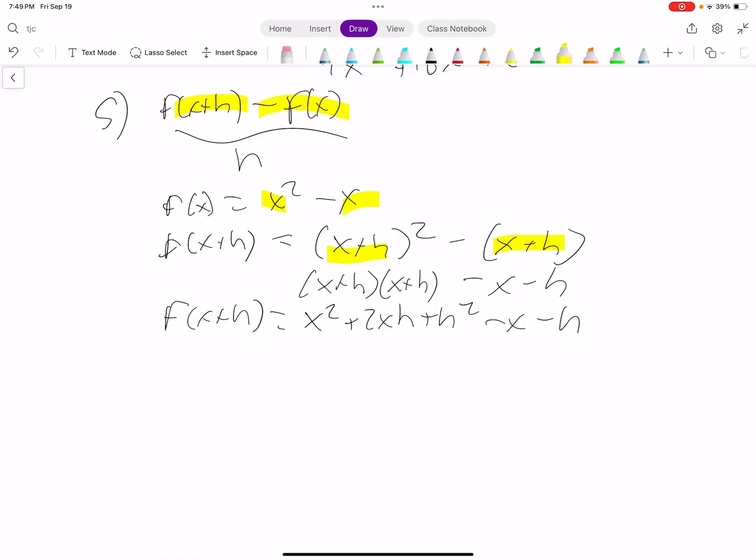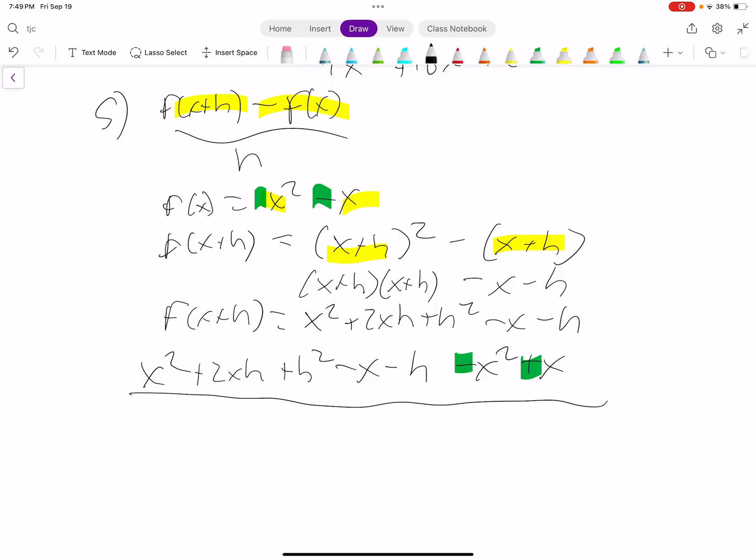This part's just the f function with the signs changed. So I'm going to do the f of x plus h. That's x squared plus 2xh plus h squared minus x minus h, and then minus f of x, which is minus x squared plus x. Notice how we changed both the signs here on f of x. Okay, here and here. And then this whole thing over h.